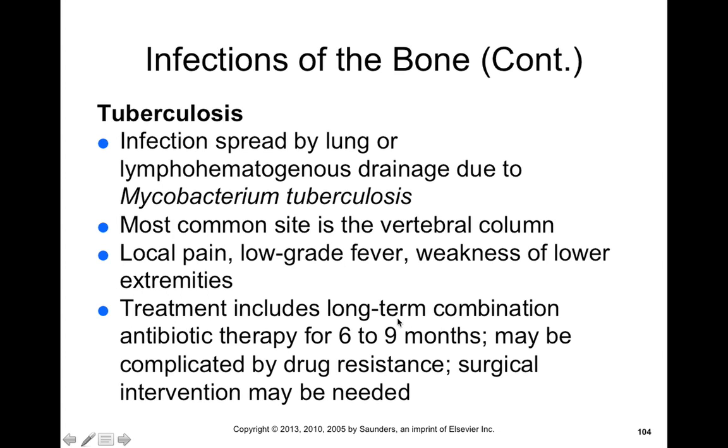And the treatment includes long-term antibiotic therapy for 6 to 9 months to try to kill off this Mycobacterium tuberculosis. Now, it can be complicated by drug resistance because there's a lot of antibiotic-resistant strains of tuberculosis out there now. And surgical intervention may be required if you can find localized areas of tuberculosis that can be surgically removed as long as it's pinpoint and not diffuse.